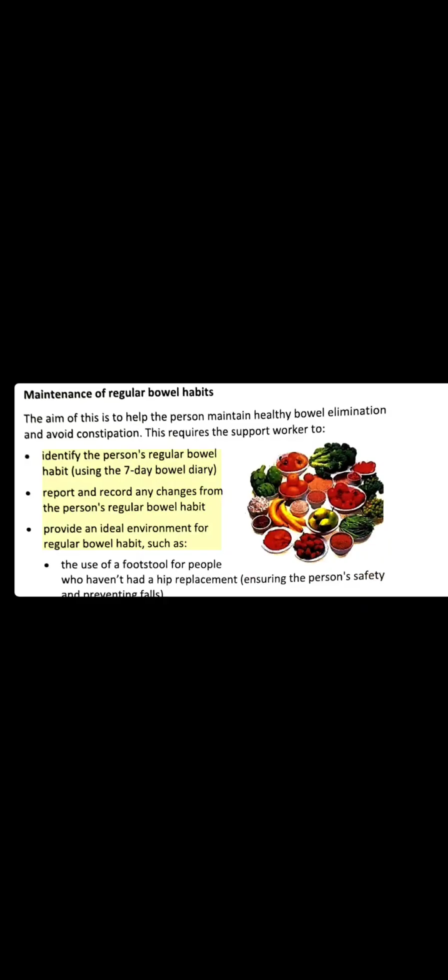Maintenance of regular bowel habits. The aim of this is to help the person maintain healthy bowel elimination and avoid constipation. This requires the support worker to identify the person's regular bowel habit using the 7-day bowel diary report and record any changes from the person's regular bowel habit. Provide an ideal environment for regular bowel habit, such as the use of a footstool for people who haven't had a hip replacement, ensuring the person's safety and preventing falls.